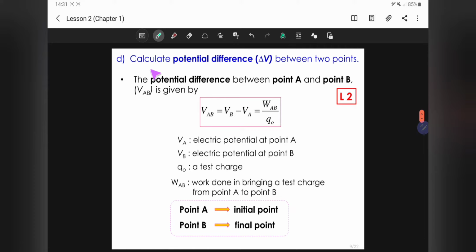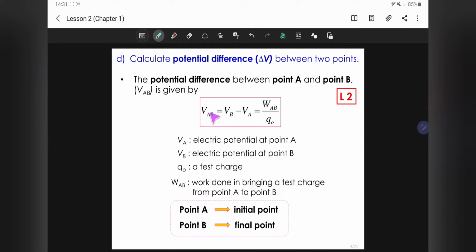Alright, so to calculate the potential difference, which is delta V, it must be between two different positions or points. For example, the potential difference between point A and point B, which is VAB, is given by VAB equals VB minus VA equals work AB over Q naught. Please listen carefully. VAB means V between A and B, which is VB minus VA.